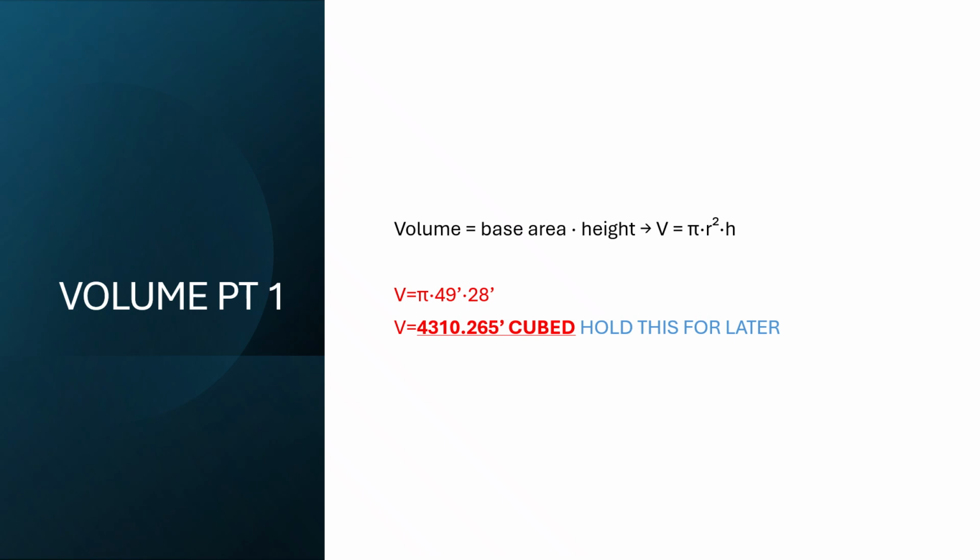Your radius was 7, so 7 times 7 is 49. Now you'll take pi times 49 times 28, and that will give you 4,310.265 feet cubed. Write this down, you'll need it later.